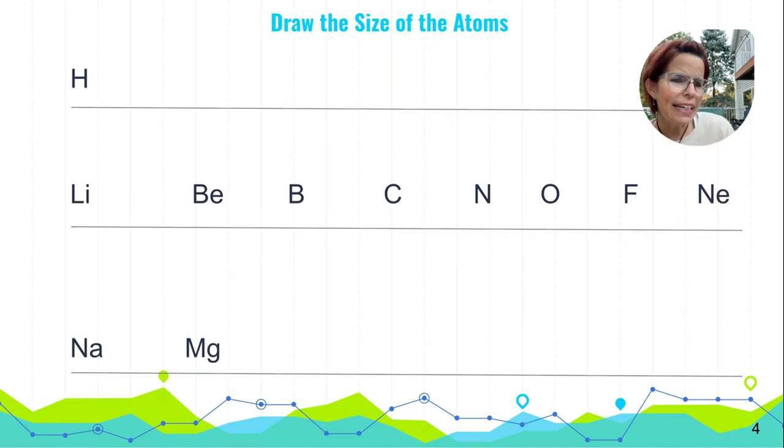All right, so the next thing on our packet of notes is I'm going to encourage you to try to draw the size of the atoms. I'm going to go through this really fast on the video. You can always pause me as needed. Based on the graph that you saw on the previous slide, we would say hydrogen is a fairly small atom. It's just one proton surrounded by one electron, and it may or may not have a neutron in it.